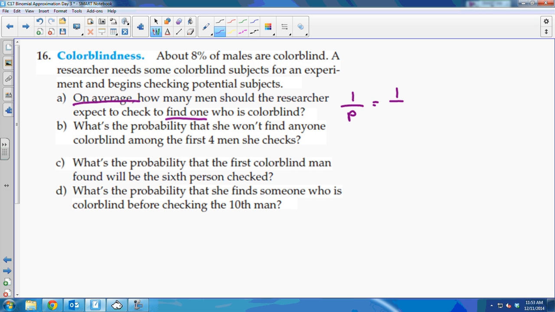1 over the probability, and in this case, we're looking for someone that is colorblind. So 1 over 0.08, which is 12.5. So I would expect the researcher to have to see 12.5, or 12 or 13 men, before finding one that's colorblind. That's what that means. Do we get that? What's the probability that the first 4 men she checks are not colorblind? So the first 4, not colorblind. So how do I find that?